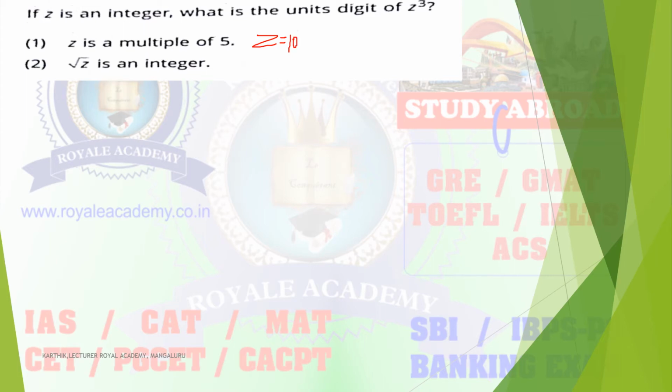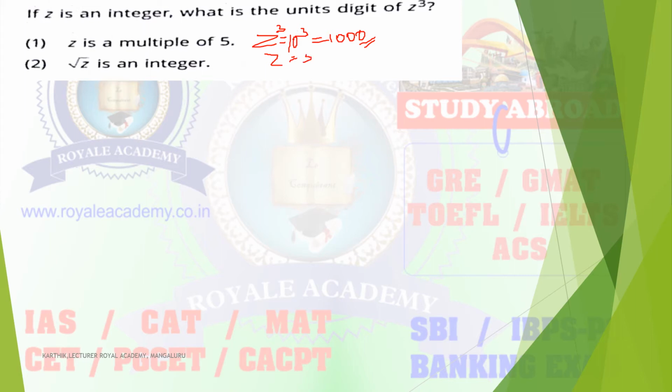Z as 10. So 10 cube. Here you have to determine z cube, right? 10 cube is how much? 10 cube is 1000. Then the unit digit is what? The unit digit is 0.